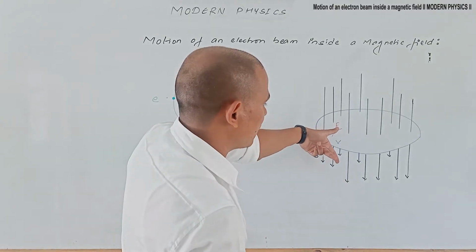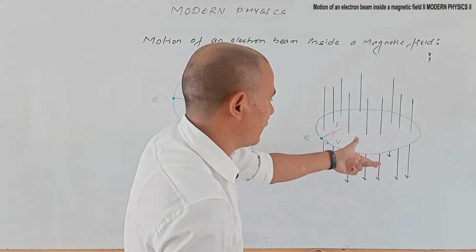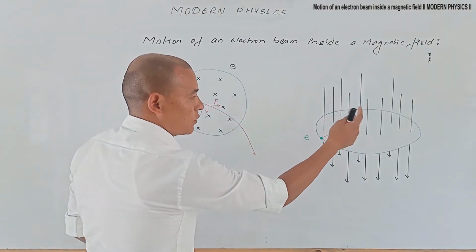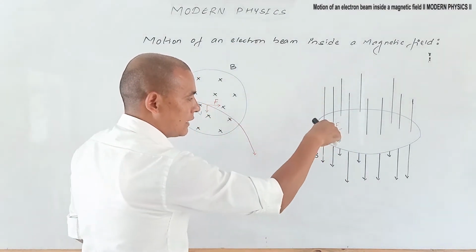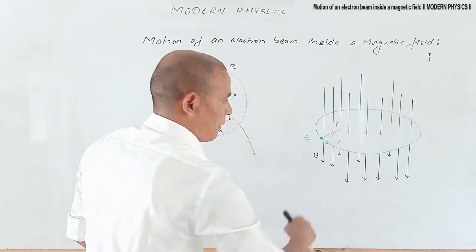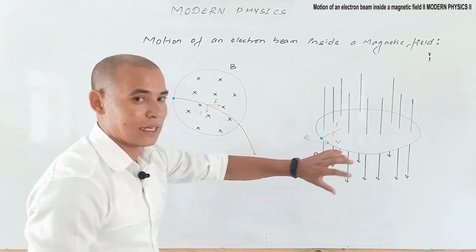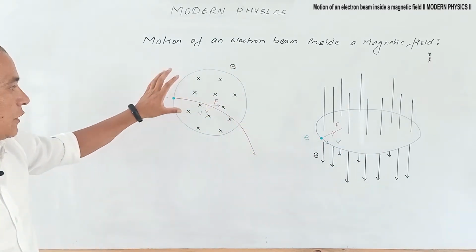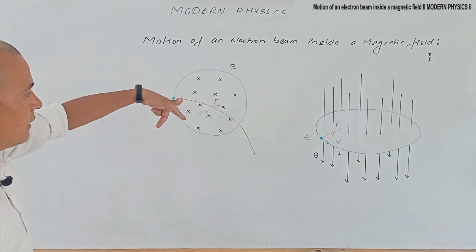So, when the electron moves inside the magnetic field, at every position, due to the presence of the magnetic field, it experiences a force, due to which it moves in a circular path. So, this is one elevation. I have also drawn a figure for another elevation. Let me show you.